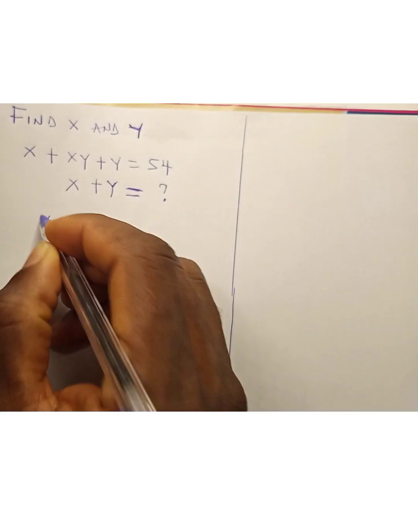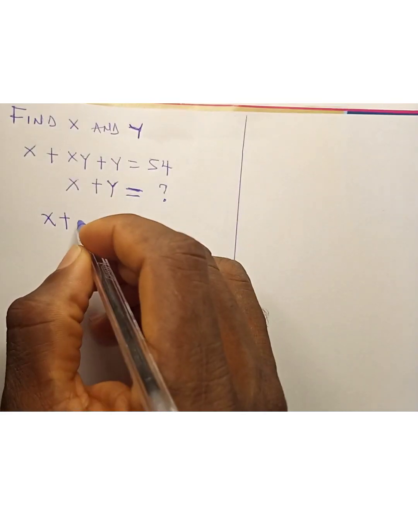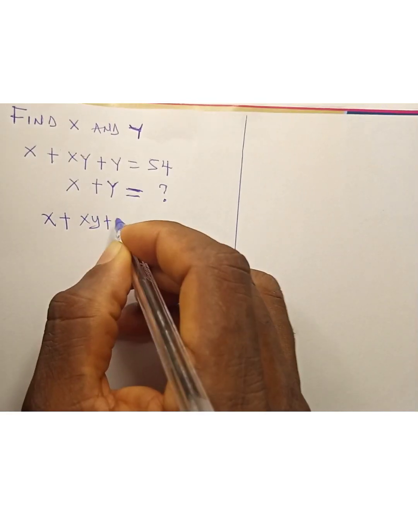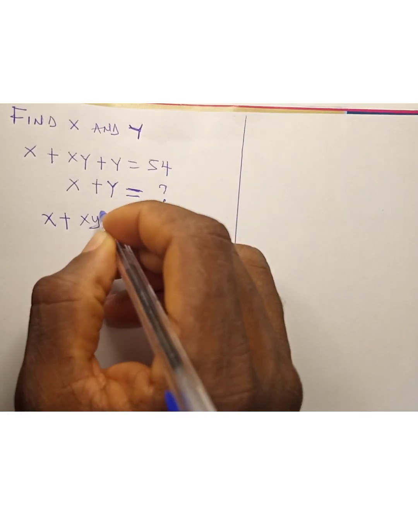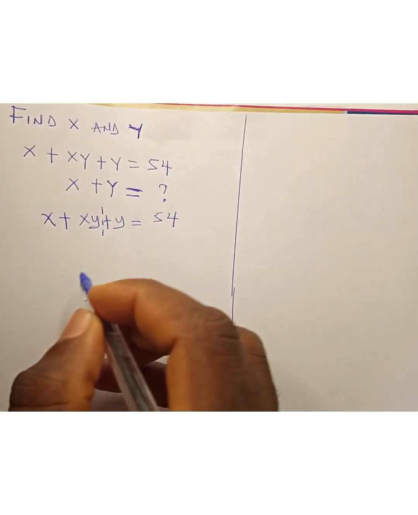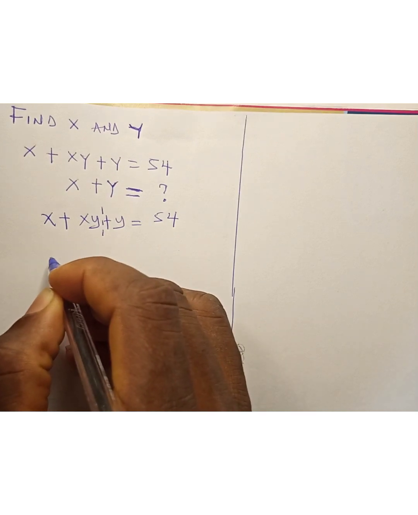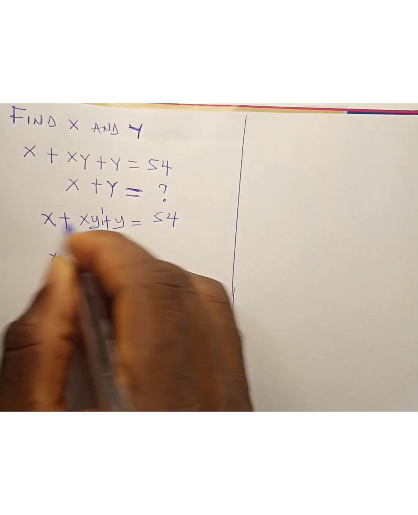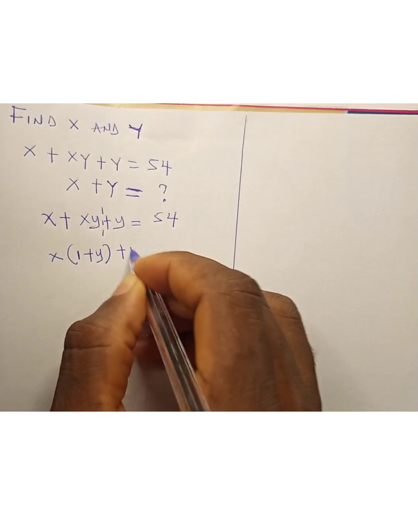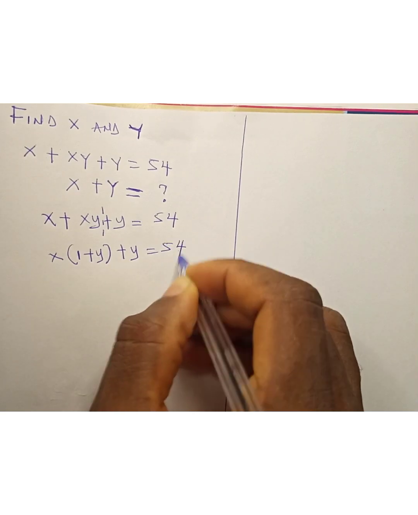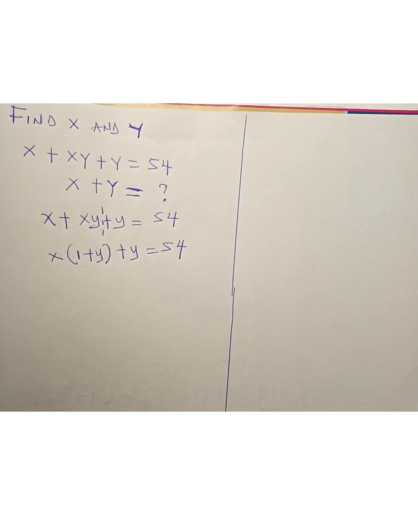So we're going to have here x plus xy plus y equals 54. Let us see how we can split this. x is common, so we can factor out x here: x(1 plus y) equals 54. That is what we have there. Now we got the factor 1 plus y, but we don't have a factor for the y alone.